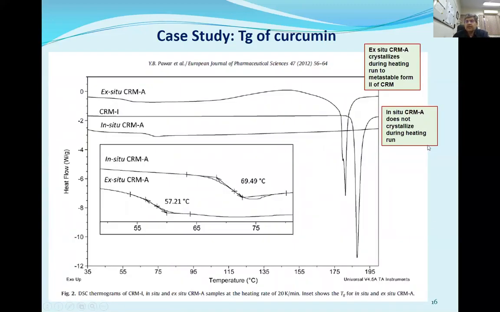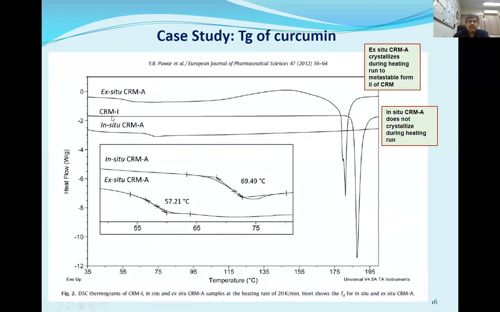This is one case study, an example of data which has been generated in NIPER itself, and the material that was taken for the study is pure curcumin. It involved determination of the Tg of pure amorphous curcumin. There are three heating curves that are shown here. We'll first see this middle one. This is for the crystalline curcumin form 1. Curcumin can occur in two polymorphic forms, form 1 and form 2.